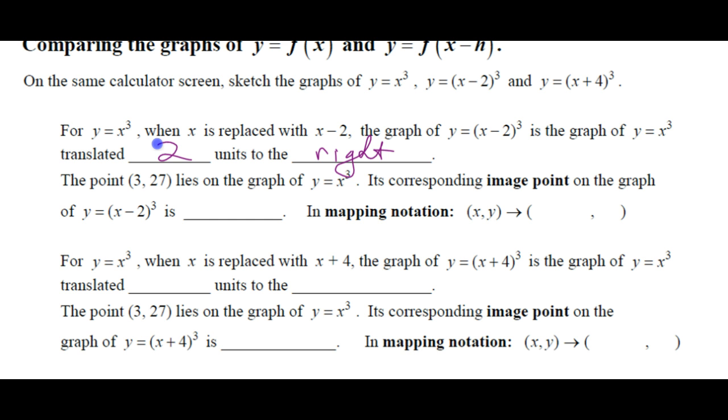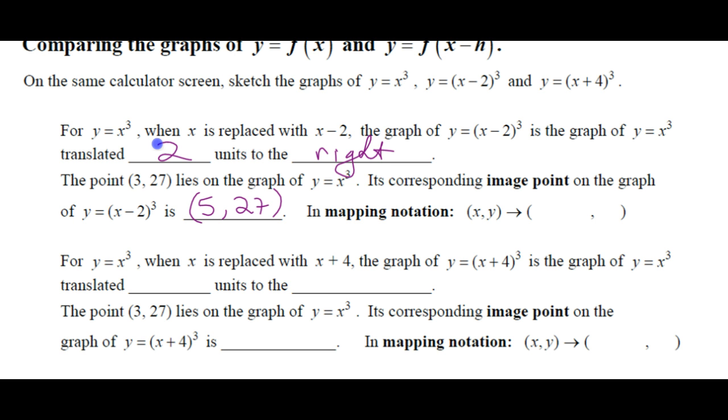The point (3, 27) lies on the graph y equals x cubed, right? You toss a 3 in there, you cube, you get 27. Its corresponding image point on the graph y equals (x minus 2) cubed is (5, 27), right? Translated 2 units to the right. So this goes from 3 to 5, and we're still at 27.